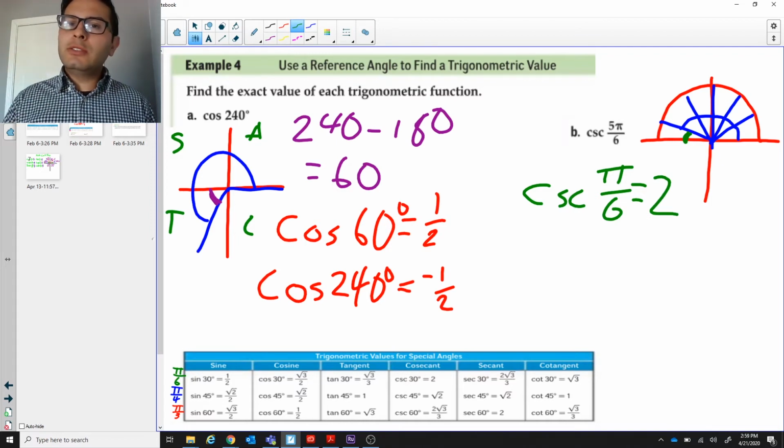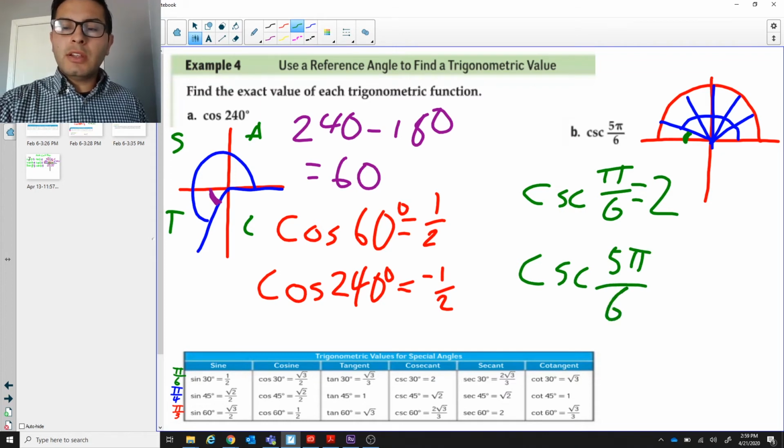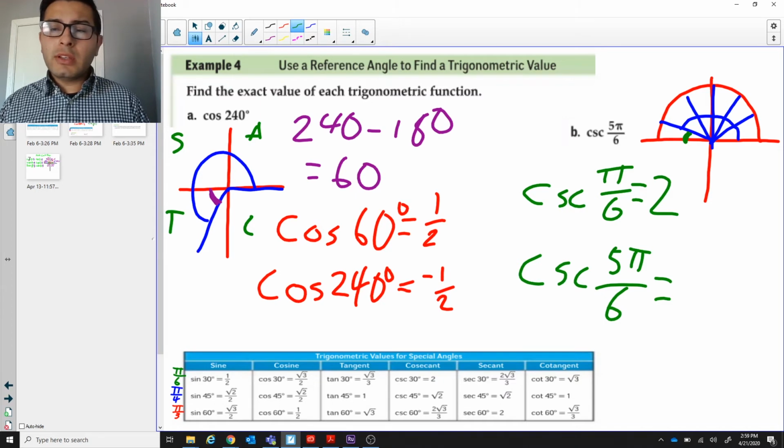Now, we are not trying to find cosecant of pi over 6. That is merely the reference angle. What we want is cosecant of 5 pi over 6. Now, what is that going to be? Well, we know that this terminal side is in the second quadrant.